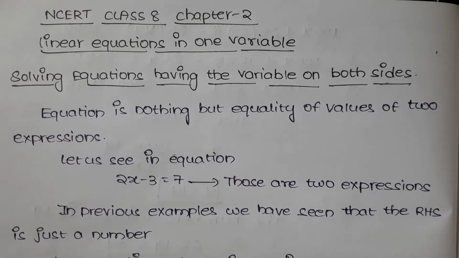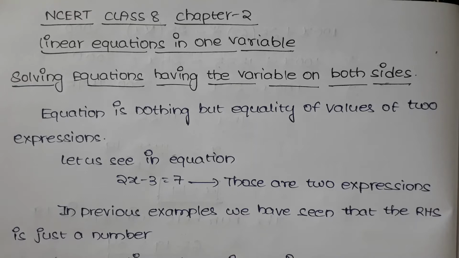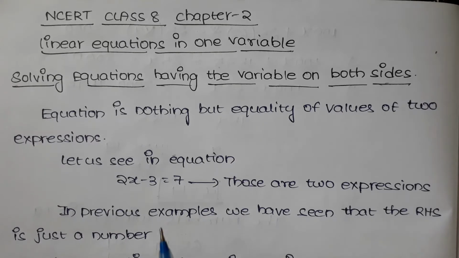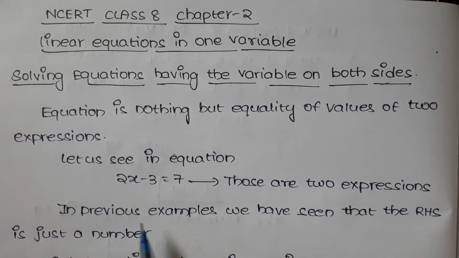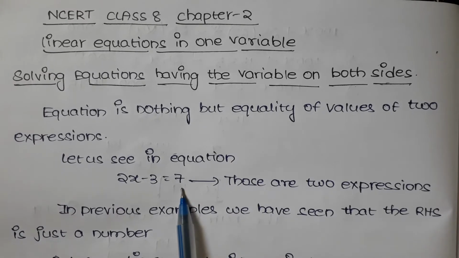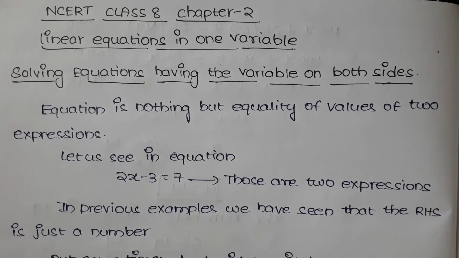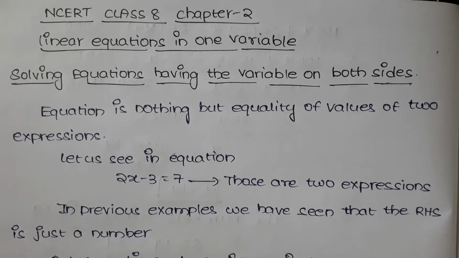Here the equation is nothing but the equality of values of two expressions. That is, LHS should be equal to RHS. Now let us see one equation, 2x minus 3 equals 7. Here, in previous examples we have seen that RHS is just a number, but sometimes both sides will have expressions with variables.